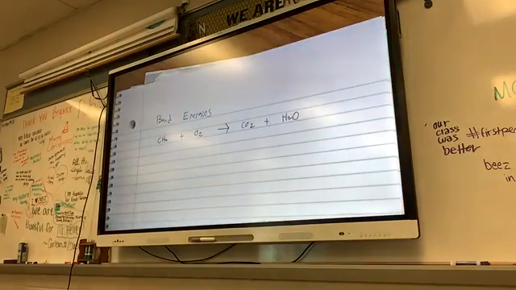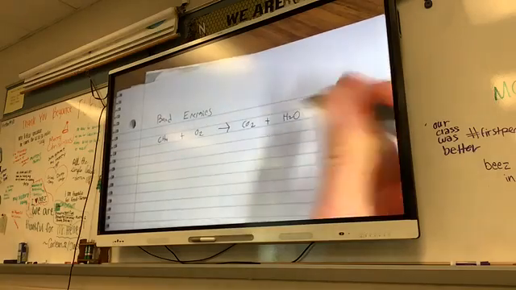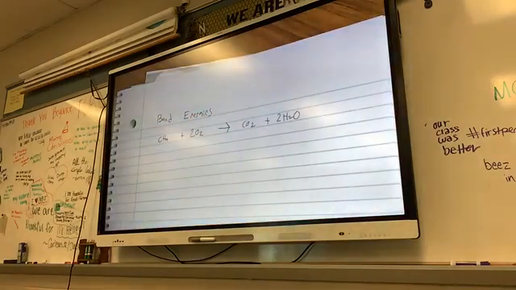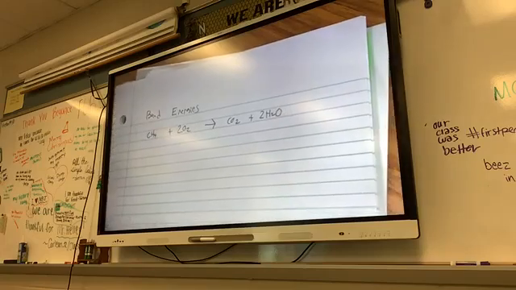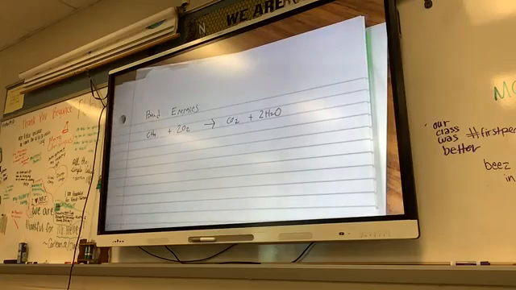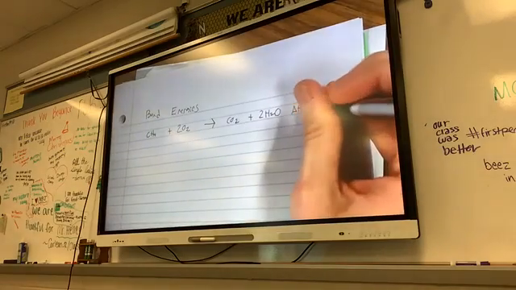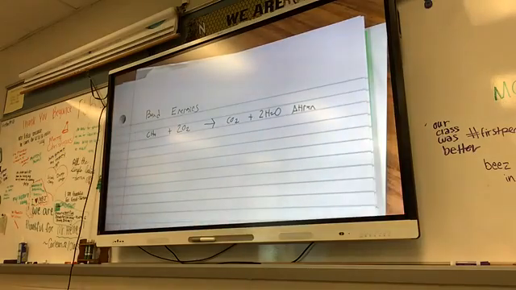H2O. Is that balanced? No, it's not. So let's put a 2 here and a 2 there. Is that balanced? Okay. That's balanced, isn't it? 4 O's, 2 plus 2 is 4 O's, 4 H's, 4 H's. Okay. I would want to know what is delta H reaction for this.